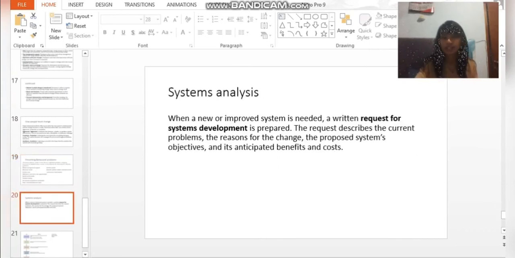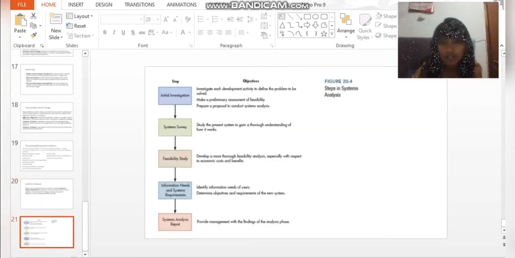System analysis. When a new or improved system is needed, a written request for system development is prepared. The request describes the current problems, the reason for the change, the proposed system objectives, and its anticipated benefits and cost. Here are the steps in system analysis.